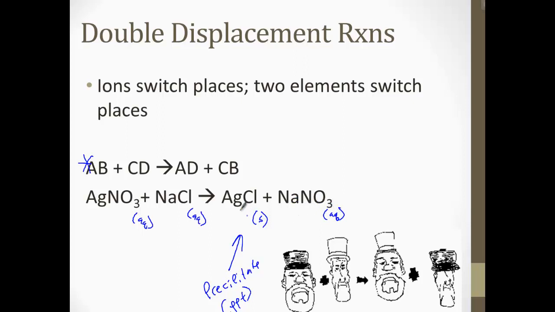So if I wanted to, I could filter this out. I could just use a coffee filter actually. Filter this out, and then the solution that's left in the water is sodium nitrate. If I wanted to get the sodium nitrate by itself, I would just have to evaporate the water.